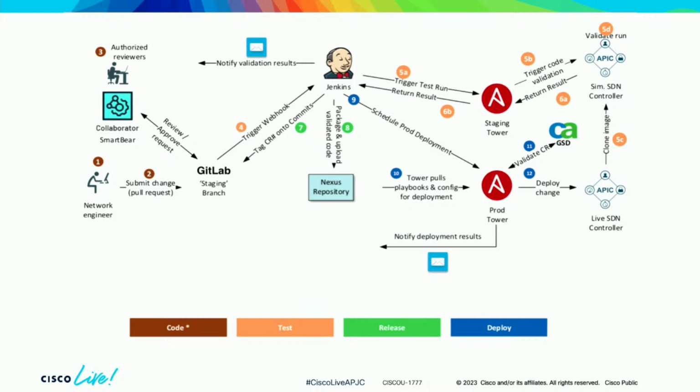So you have your network engineer there on the left-hand side who submits a change, goes to GitLab, and that triggers a webhook to Jenkins. Jenkins, in this case, is like your build server. Jenkins takes that change that the network engineer has performed and, using Ansible Tower, goes to a simulated SDN, basically a copy.